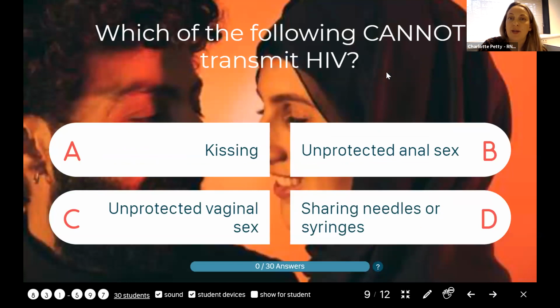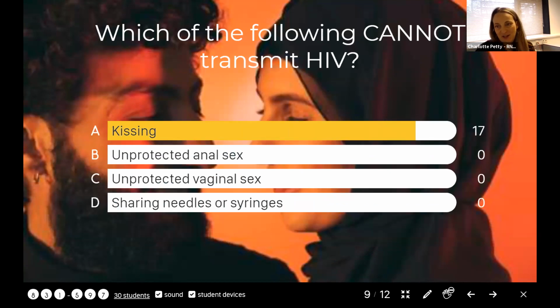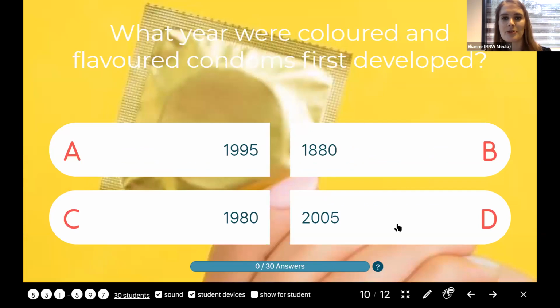So which of the following cannot transmit HIV? A, kissing, B, unprotected anal sex, C, unprotected vaginal sex, or D, sharing needles or syringes? How many more questions do we have, Charlotte? I'm going to move on. Correct. I'm so glad everyone got that one right. It's a very consistent rumor, though, that you can get it from kissing.